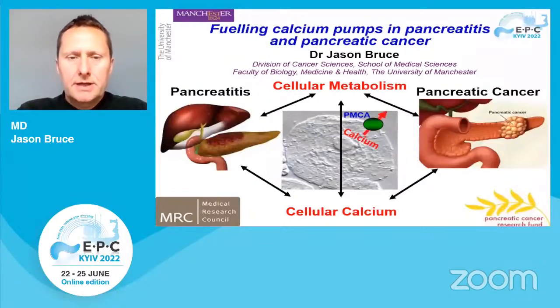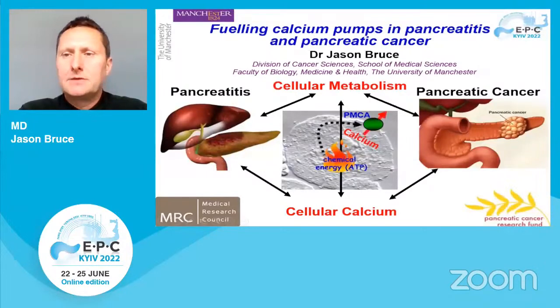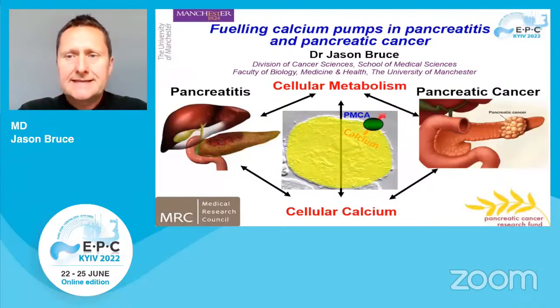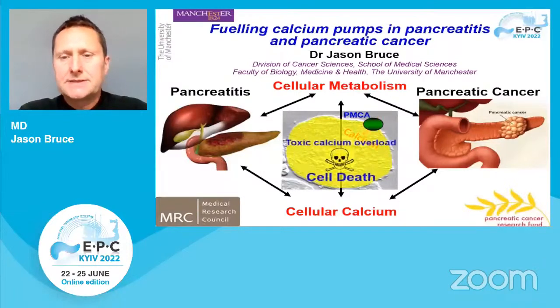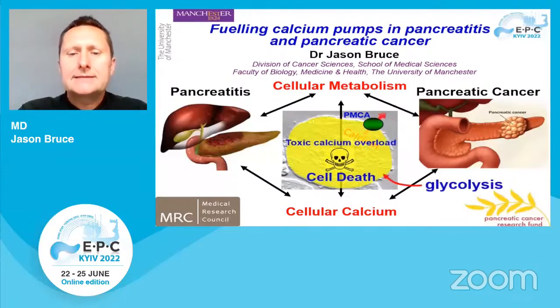So today I'm going to be talking about cellular metabolism and the regulation of cytosolic calcium. Central to this is the plasma membrane calcium pump, which is an ATP-driven pump that regulates normal cytosolic calcium. Cutting off this ATP supply to the PMCA essentially leads to a cytotoxic calcium overload and cell death, essentially in all cells. But what I hope to convince you is that in pancreatic cancer cells, glycolytic ATP supply to the PMCA is critical for cell survival. And cutting off this supply with glycolytic inhibitors leads to this toxic calcium overload and cell death.